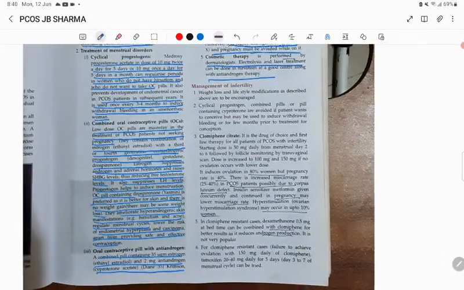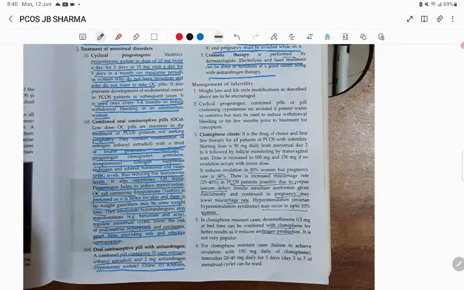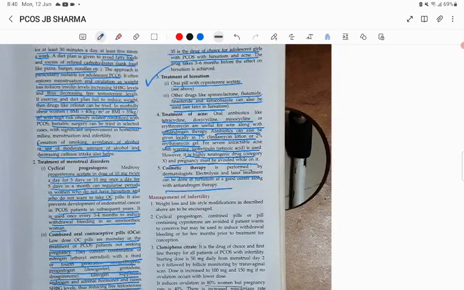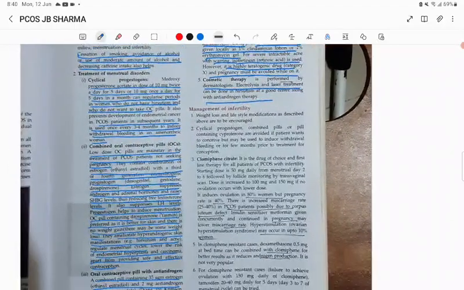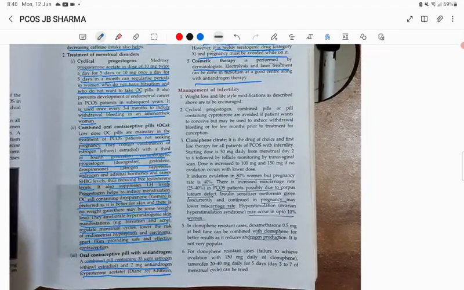The management includes management of infertility, management of menstrual disorder, treatment of hirsutism, treatment of acne, and cosmetic therapy. These are the components of management. For infertility, weight loss and lifestyle modification are to be continued. Cyclical progesterone, combined pills, or pills containing cyproterone should be avoided if the patient wants to conceive.